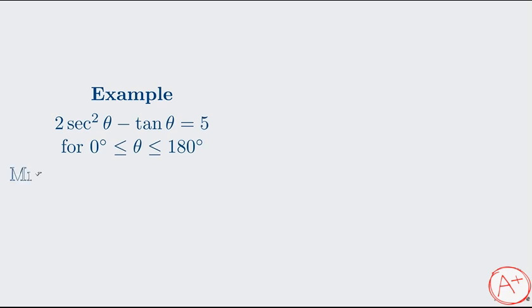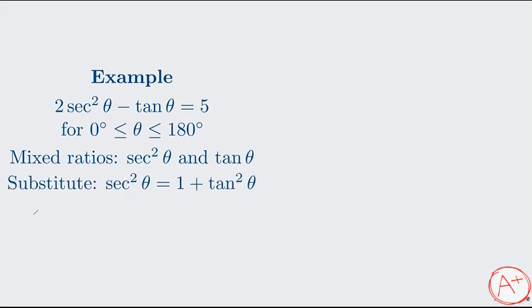Let's apply this to a specific problem. We want to solve 2 secant squared theta minus tangent theta equals 5 for theta between 0 and 180 degrees. Notice we have a mix of secant squared and tangent. We cannot solve this directly. Using our identity, we replace secant squared. Now, the entire equation is in terms of tangent.